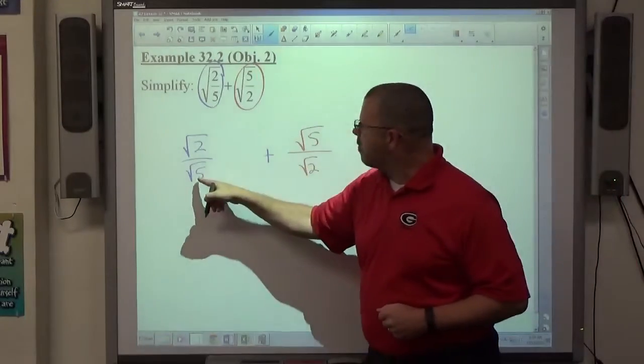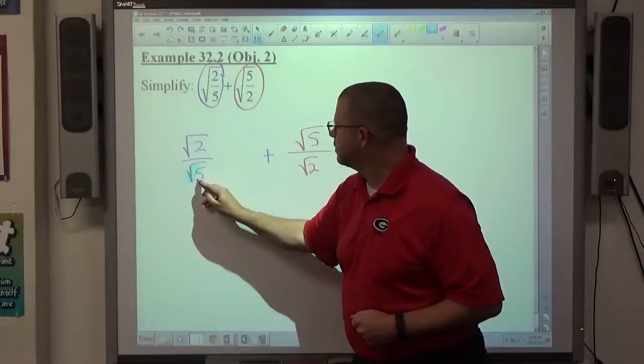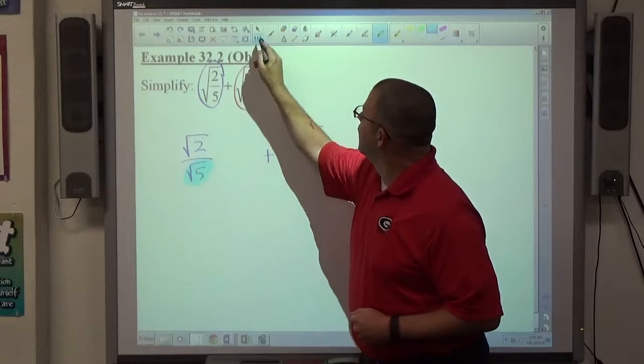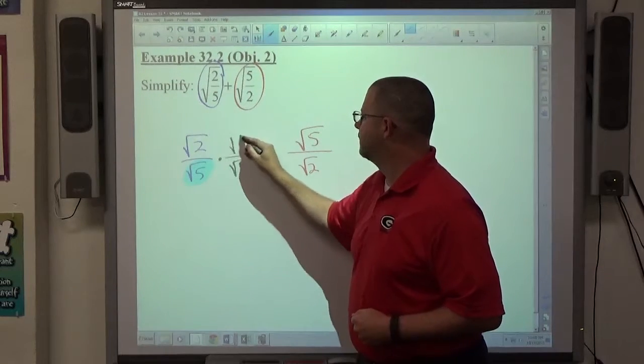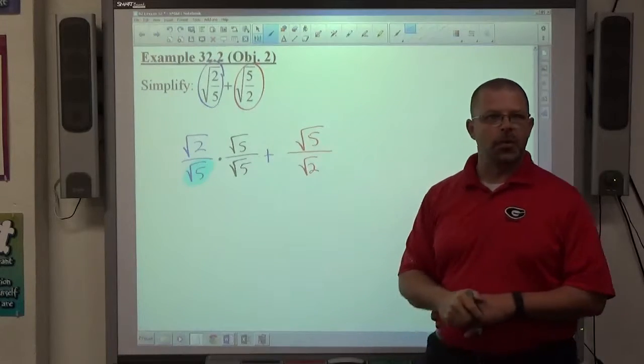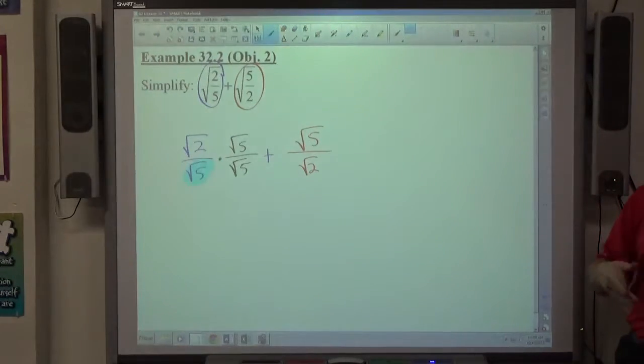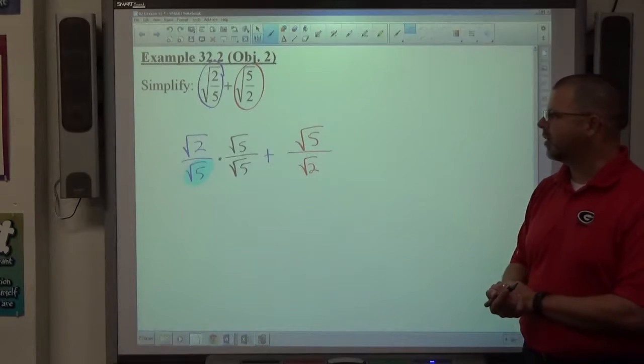For this one, the problem is the square root of 5 in the denominator. And to fix that issue, I'm going to multiply top and bottom by the square root of 5. Square root of 5 times the square root of 5 makes the square root of 25, which is 5. So again, fixing a square root is just a matter of multiplying by the exact same object.